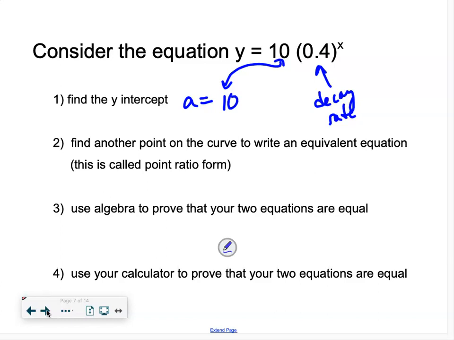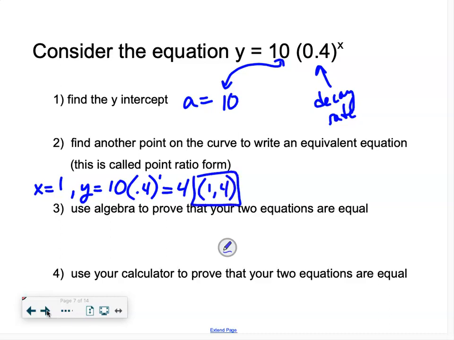All right, find another point on the curve to write an equivalent equation. We're going to call this point ratio form. How do we find another point on the curve? Plug in any value you want for x. So for example, if x equals 1, then y equals 10 times 0.4 to the first, which is 4. So we have the point 1, 4. All right, how do we use this then to write a new equation? I'm going to give you a model here. So point ratio form.